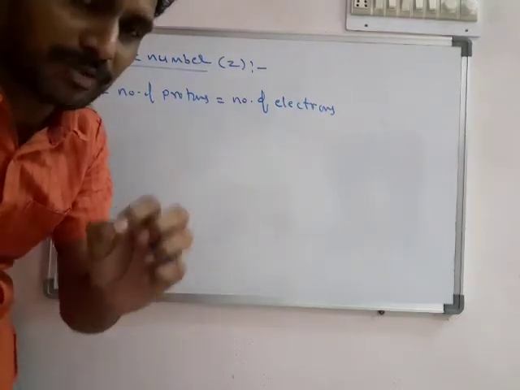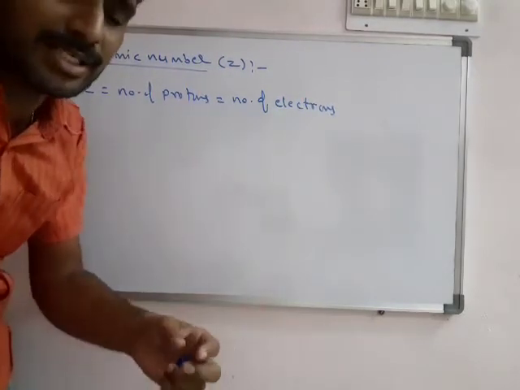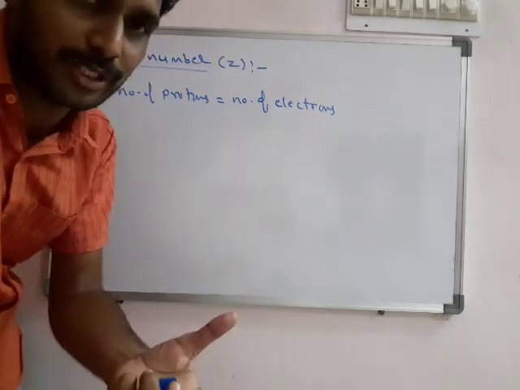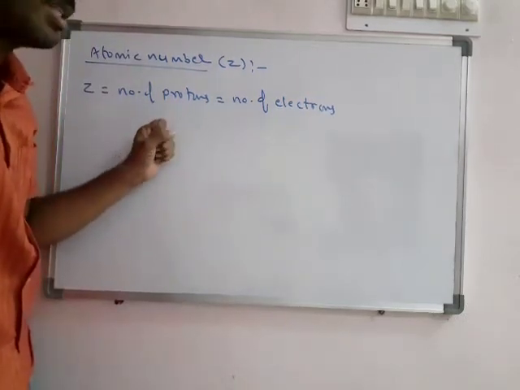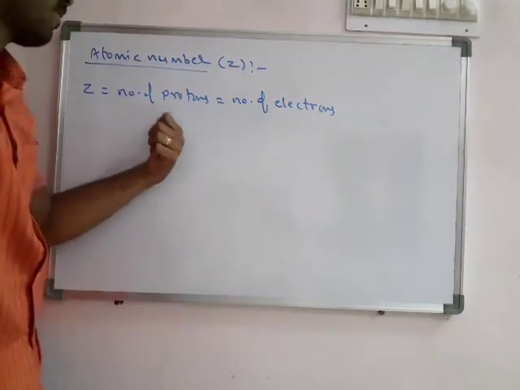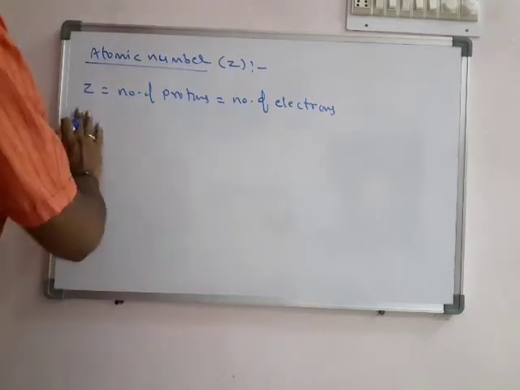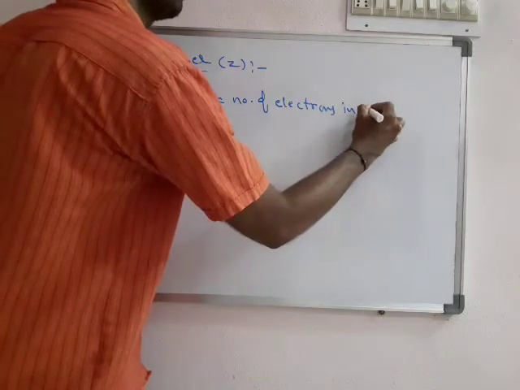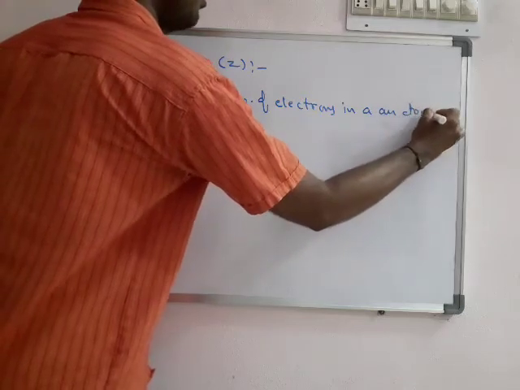The perfect one is the number of protons, because in a chemical reaction there may be losing of electrons or gaining of electrons, forming ions. Electrons can easily be lost or gained. But the number of protons is fixed, so actually we should use the number of protons. But this is a neutral atom, so when the atom is neutral, the number of protons and electrons are equal, so Z is equal to the number of protons is equal to the number of electrons in an atom. In an ion, however, there is a difference.